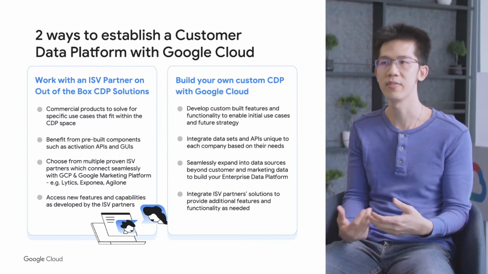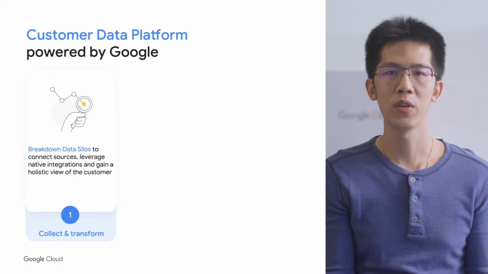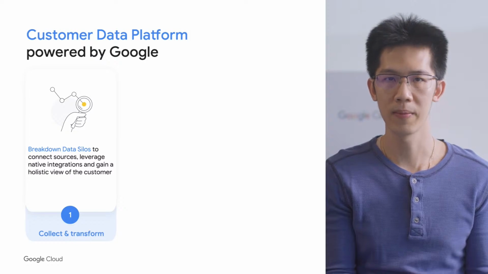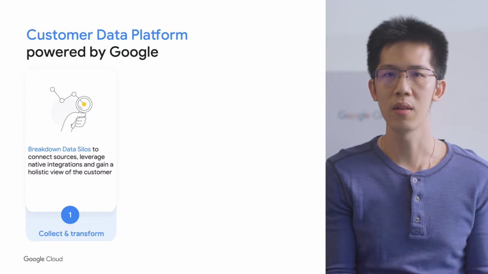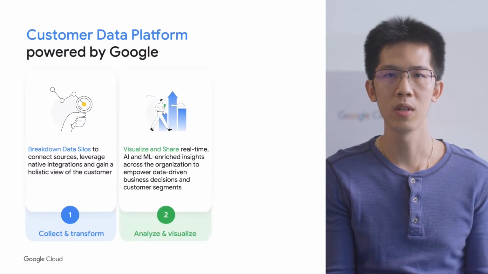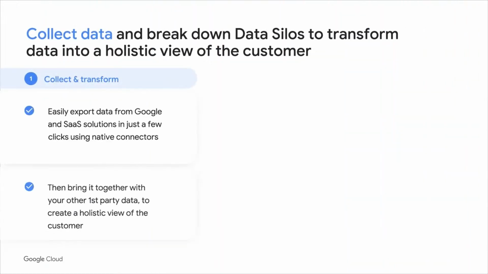As a quick recap, the first step of your data journey is bringing data together from various data silos. Once all this data is collected together in a single place, we can analyze and visualize them to generate actionable insight. Then, you use this insight to create better experiences for customers and activate those insights across your organization. Let's now double-click into the how. Step 1, collect and transform.